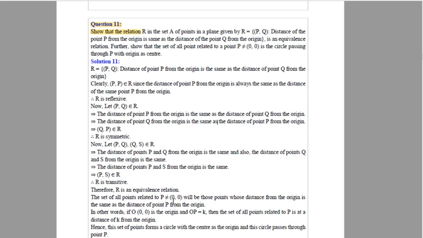Now the set of all points P not equal to 0 will be those points whose distance from the origin is the same as the distance of the point P from the origin. Suppose OP equals K, then the set of all points is at a distance of K from the origin. Hence, the set of points forms a circle. Suppose P is fixed at distance K and you rotate it, so you will get a circle. So this relation shows a circle.